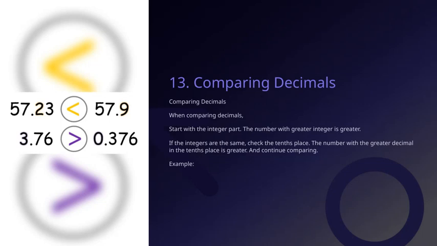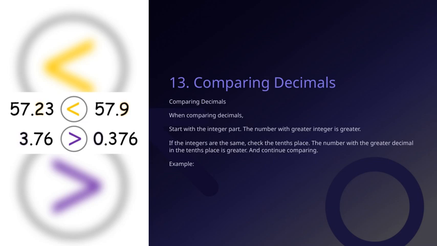When comparing decimals, the first thing to look at is the integer part. The number with the larger integer is the greater number. If both numbers have the same integer, then we move to the next place value, which is the tenths. Check the digit in the tenths place. The one with the greater digit here is the larger decimal. And if those are the same, continue comparing the hundredths, thousandths, and so on until you find a difference.